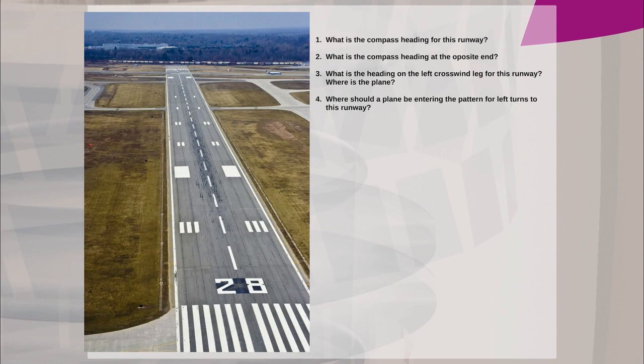All right. So first of all, what is the compass heading for this runway? Obviously, you add another 0 to the 28 and you get 280. So the compass heading is facing 280.